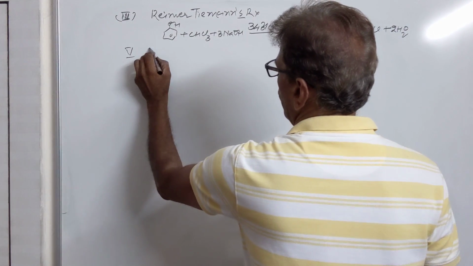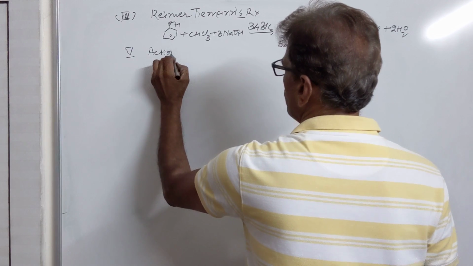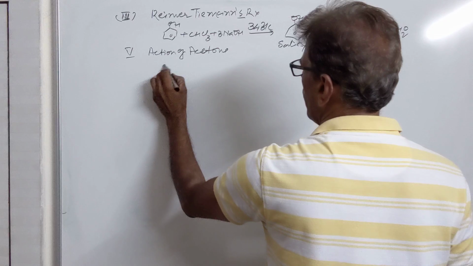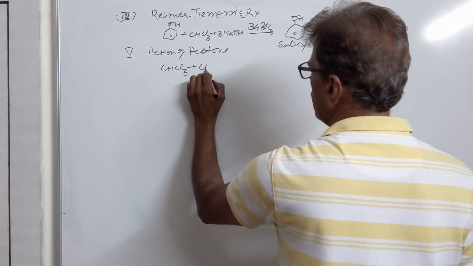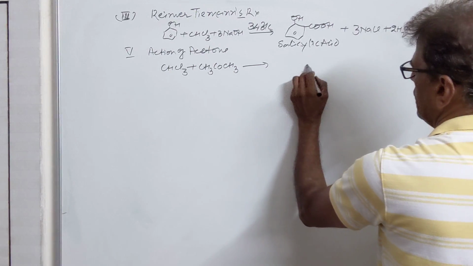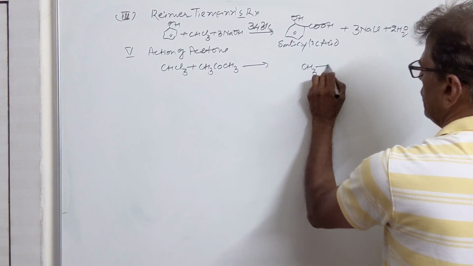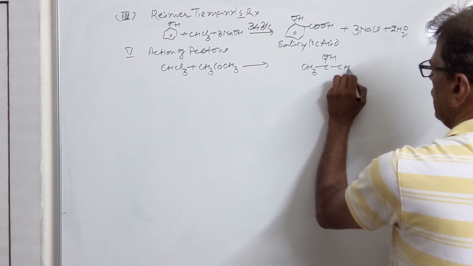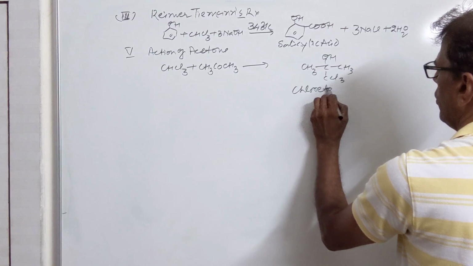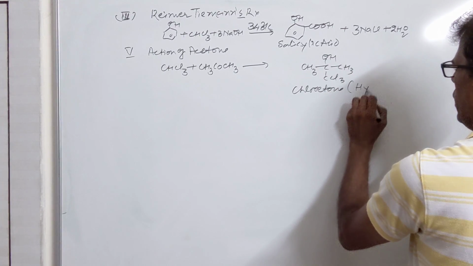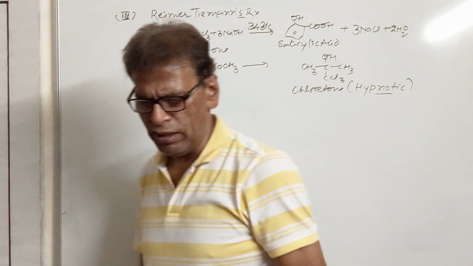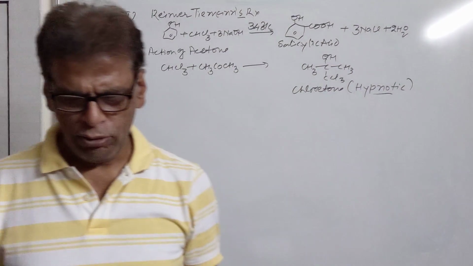Then we have the action of acetone. It will give you chloretone. Chloroform treated with acetone, we get CH3-C(OH)-CH3 and CCl3 attached, that is chloretone. It is a hypnotic medicine given to those patients who are suffering mental depression. It is used as a tranquilizer.